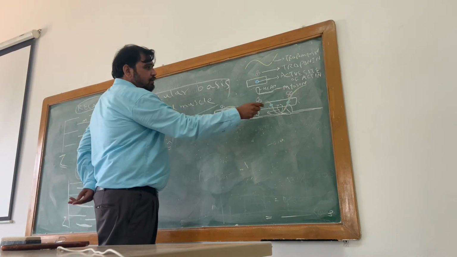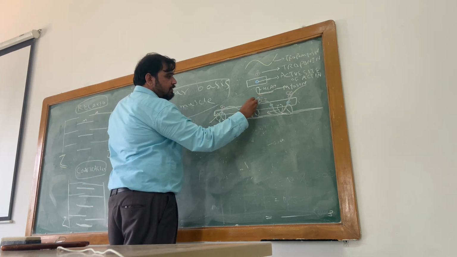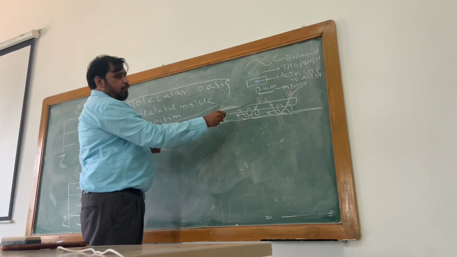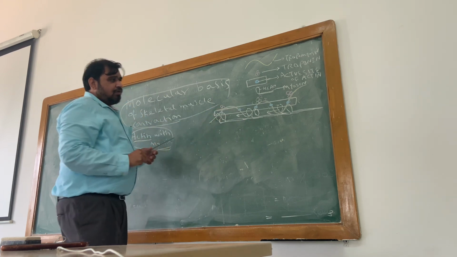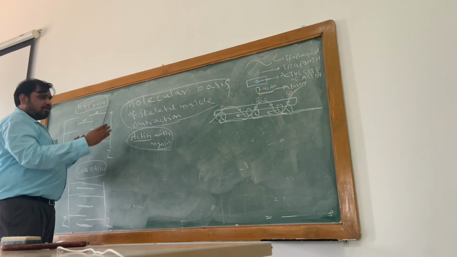This is troponin. We have three types of troponin. We call it ITC: troponin I, troponin T, troponin C. Now we'll see how the muscle contracts once actin interacts with myosin.